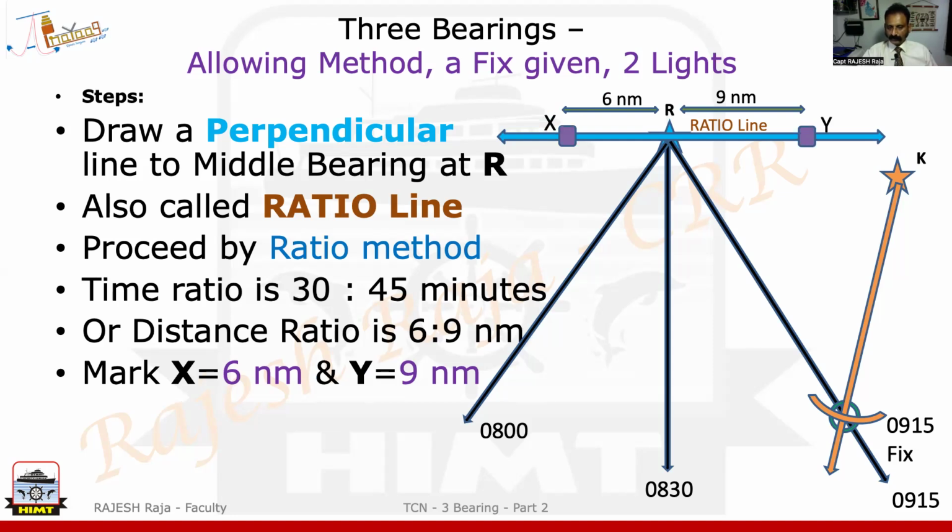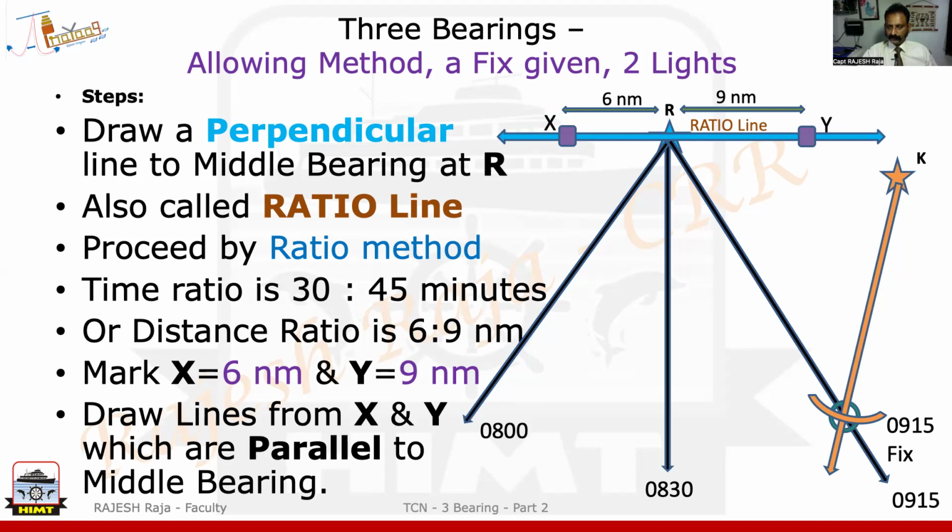Now from X and Y, I'm going to draw two lines. These lines, you can call it parallel to the middle bearing, that means your 830 bearing. So I'm drawing two lines parallel. My intention is to intersect them with the first and the third true bearings, which were given as part of the question. So that is what I have done.